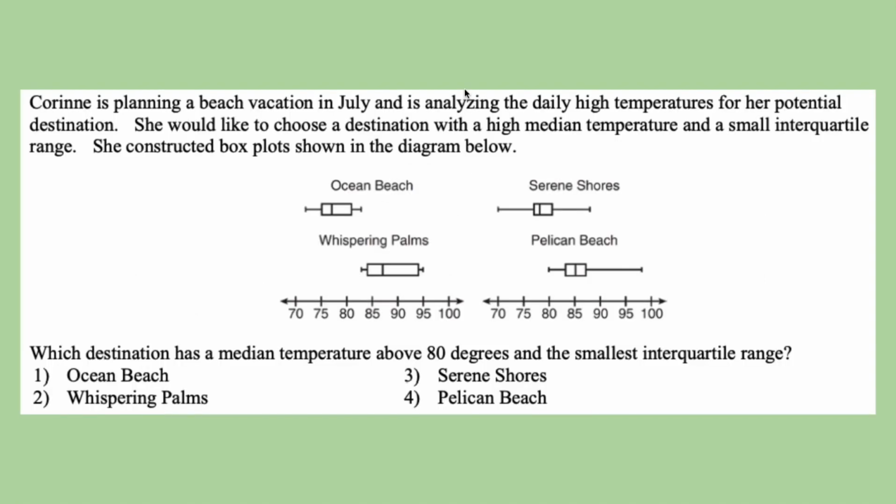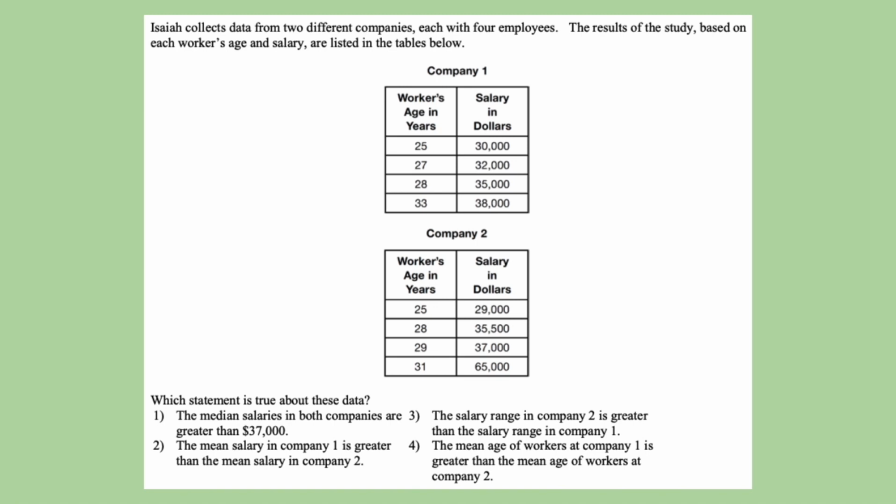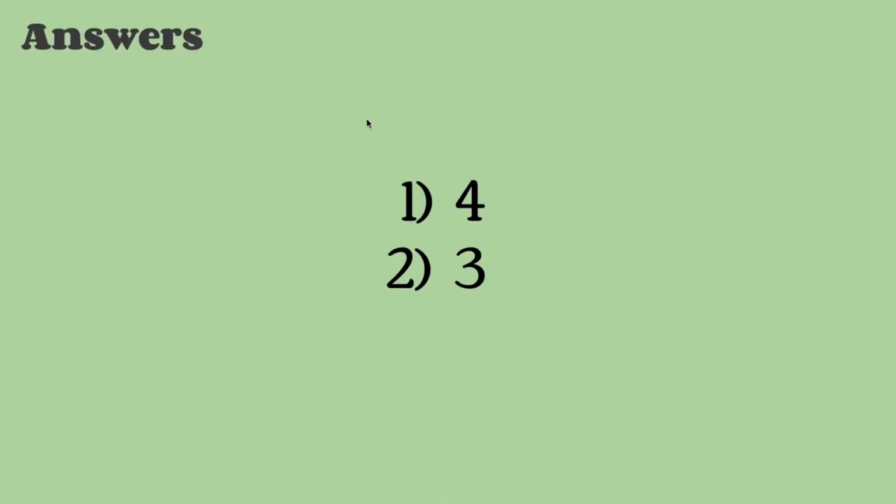So now I want you guys to do 2 questions by yourself. So just pause the video and then do them. Here's the first question, and here's the second question. So these are the answers that you should have gotten: 1 is 4 and 2 is 3. Let's go over it.